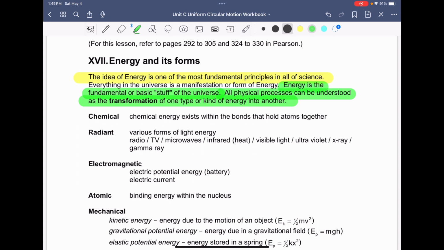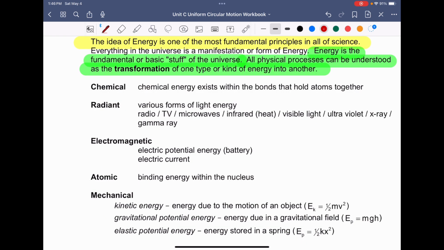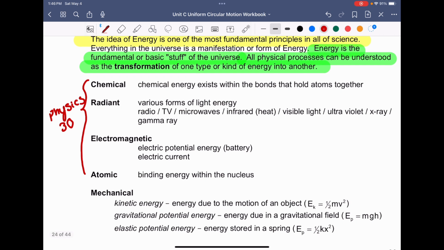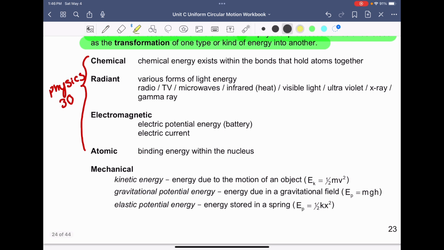But when you go to Physics 30, you're going to learn about a couple of other methods of this transformation of energy. At the 30 level, you will look more closely at the chemical, radiant, electromagnetic, and atomic. These are all what we see at the Physics 30 level. At the Physics 20 level, what we're going to deal with is the following. So these are the ones that you're going to want to highlight.